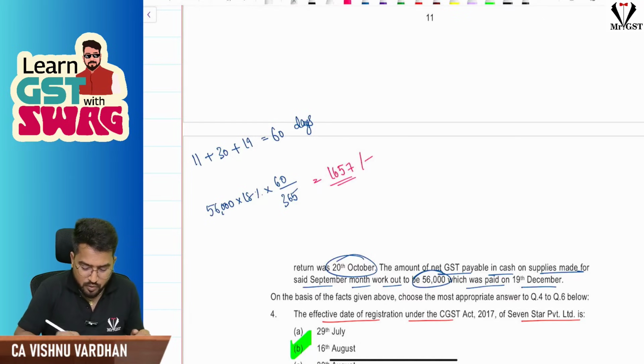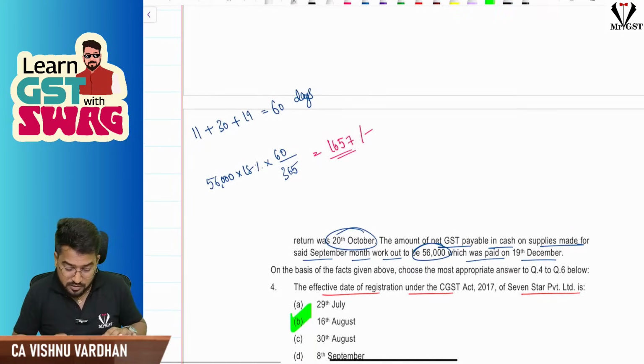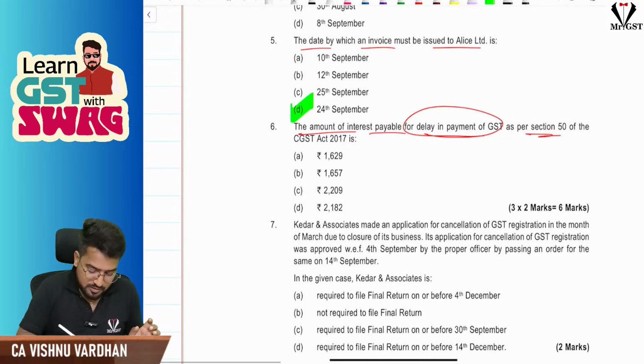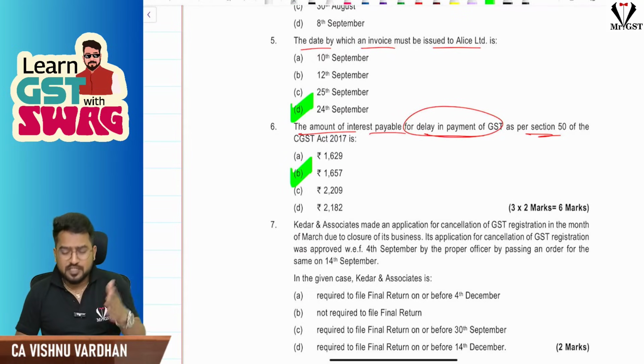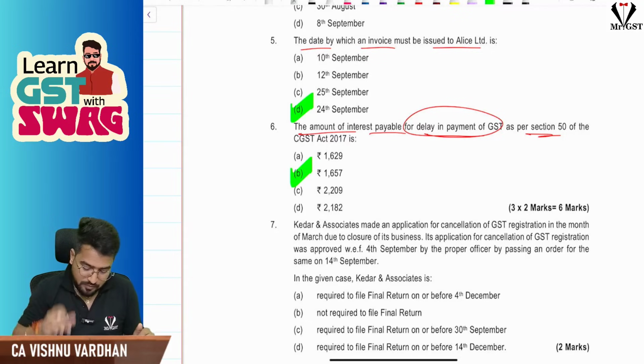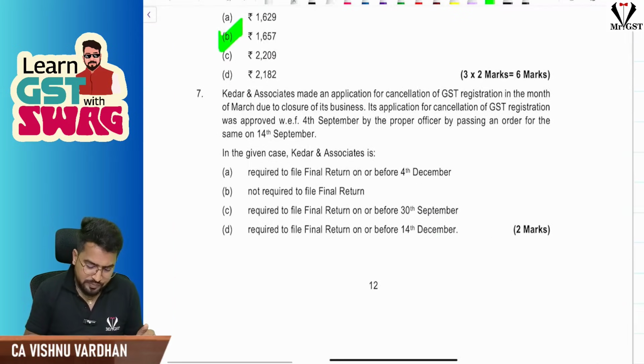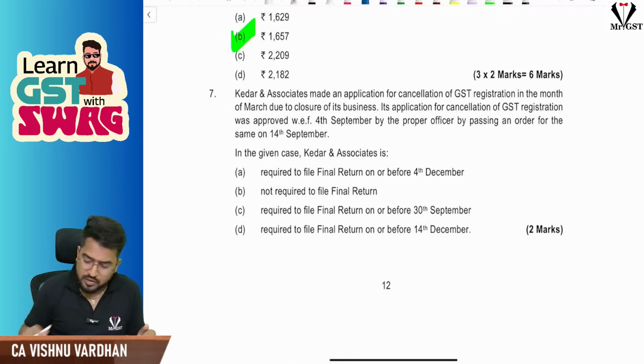1657 after rounding off. Let me see whether that option is there or not first. Yes, 1657. Okay. So you will get 1656.986 something like that. So we'll round off to the nearest rupee. So that will be the answer. Okay, fine. Next one. What is next one, guys?